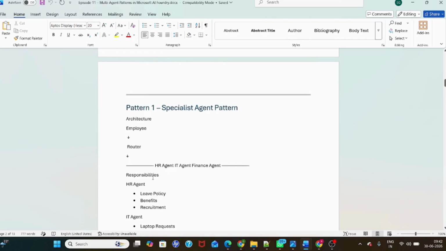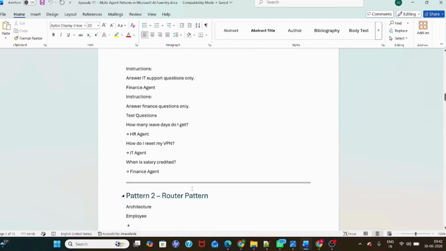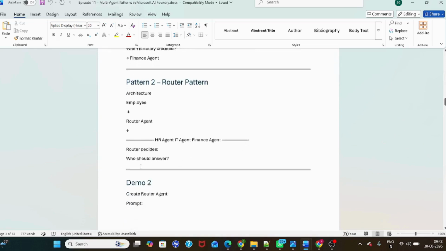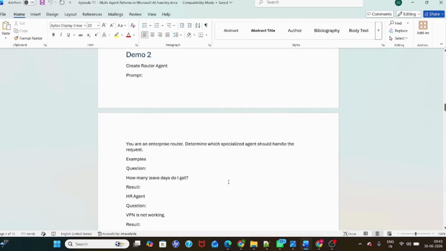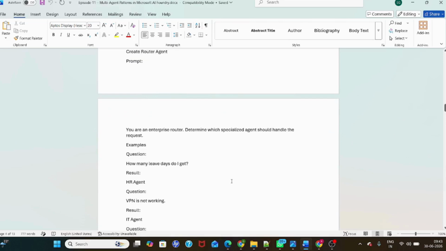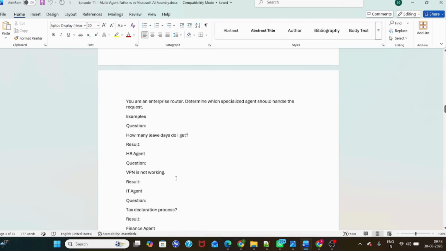The router decides based on a router prompt, the enterprise router determining things. We can take the help of an LLM based on the input to decide which agent should be called, or in what order. For a new joinee it is HR, then when a laptop issue comes it is IT, and finally the salary part, where the payslip can be seen. This way you can manage it.